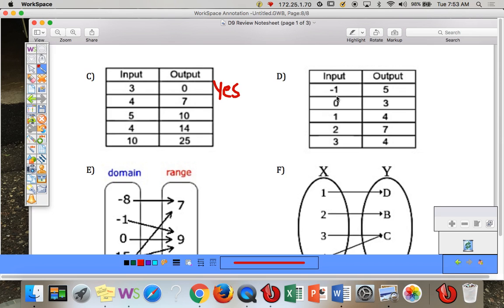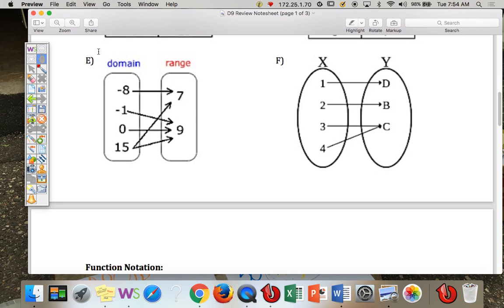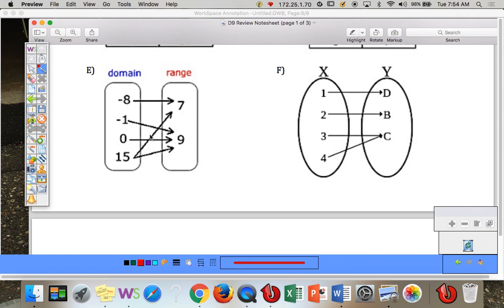If we take a look at the next one, this also is a function. For every input, there's only one output. Even though 1 and 3 have the same output, that's fine because they're different inputs. Let's look at E and F. E is not a function because 15 has two outputs. F is a function. Even though 3 and 4 have the same output, each one of them only has one output.